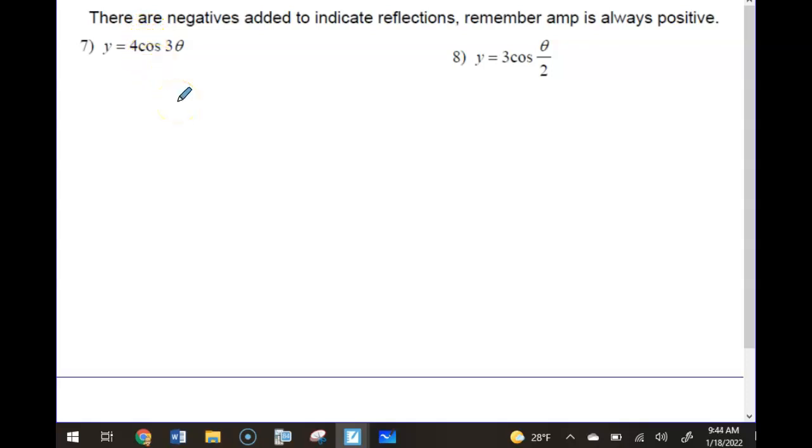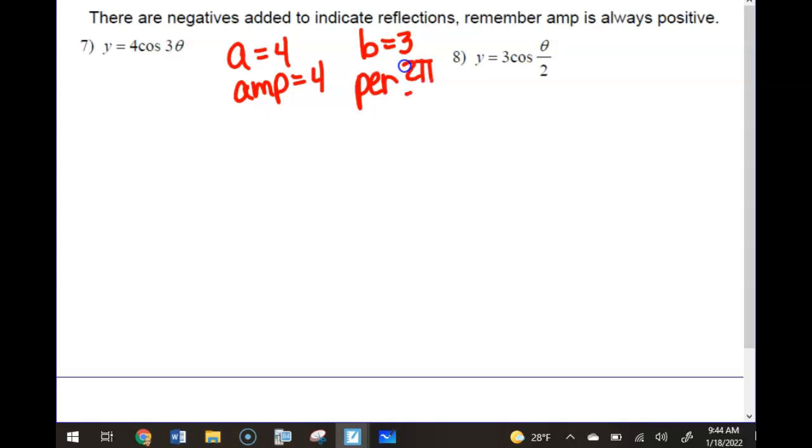Okay, I wrote myself some notes. Let me grab this so I remember which ones I wanted to do. Yeah, I am going to do this number 7 with you because it has a weird period. See if you like it better when there's no graph paper. Okay. So number 7, A is 4, which is going to be the amplitude because there's no negative. And B is 3, which is going to make the period 2 pi over 3.